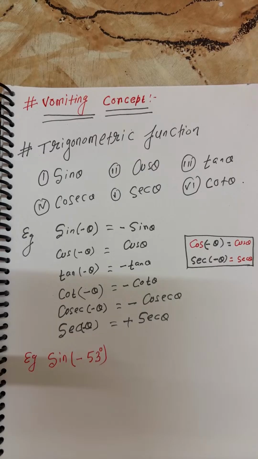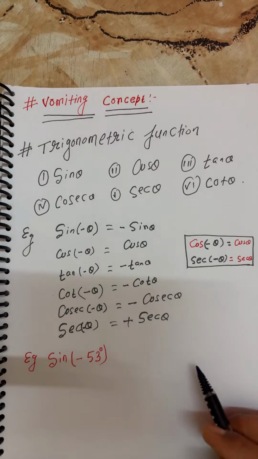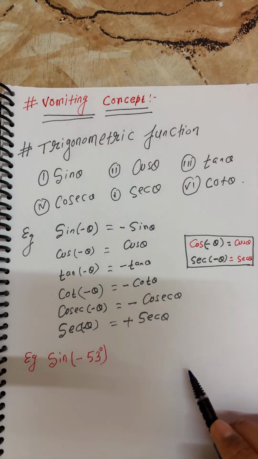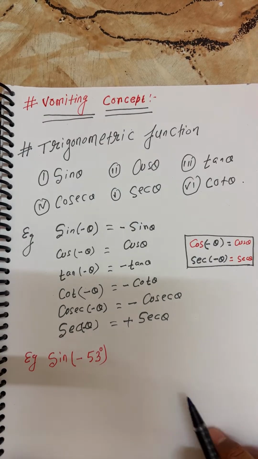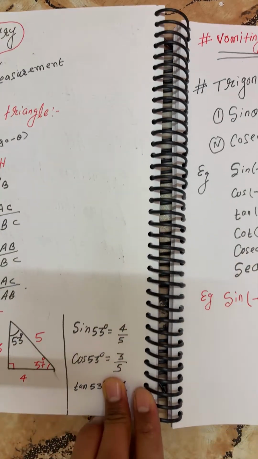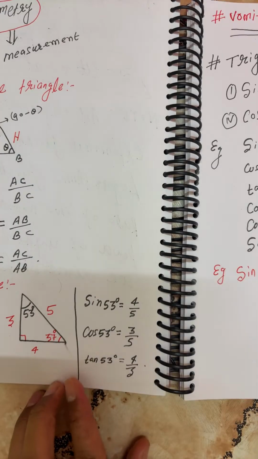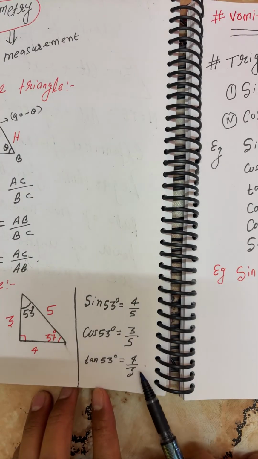Anyone from all of you? Answer here. Beta kids, answer me. Just now we finished here. Sine 53 here only, beta. Just now we finished here. Sine 53 here only, kids.